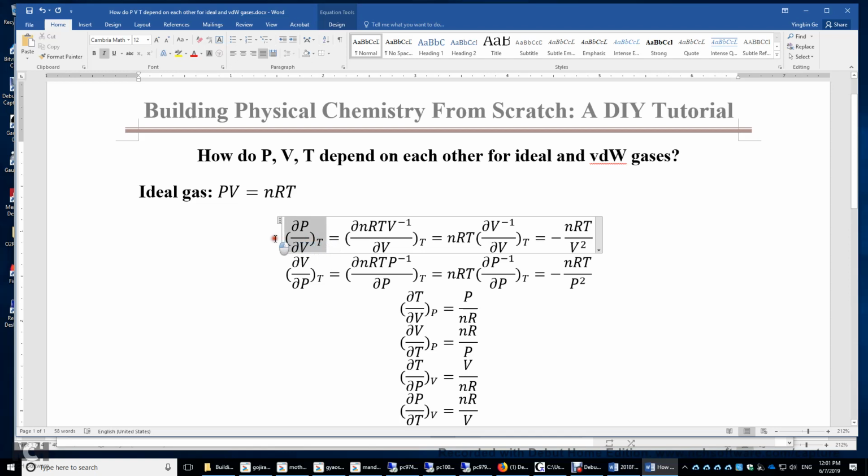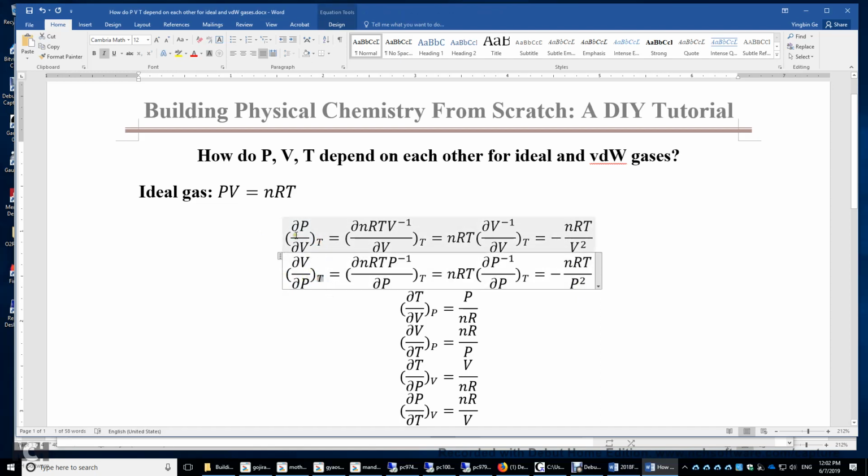And this is when temperature is constant, how P depends on volume. And then how does volume depend on pressure? Similarly, we just have this derivation here. The result is -nRT over P squared. And these two, if you look at their subscripts, T and T, they're the same.